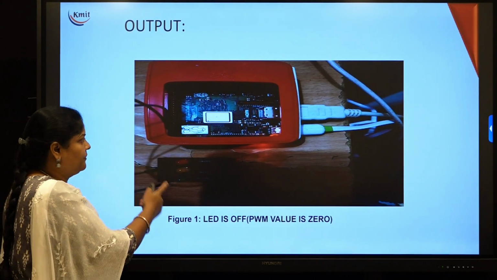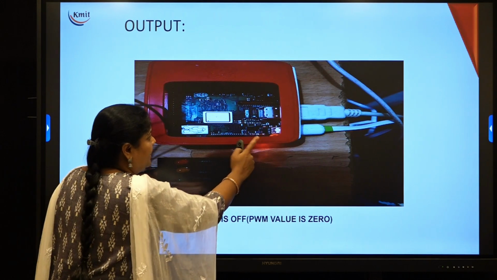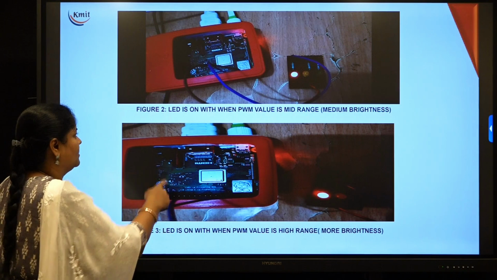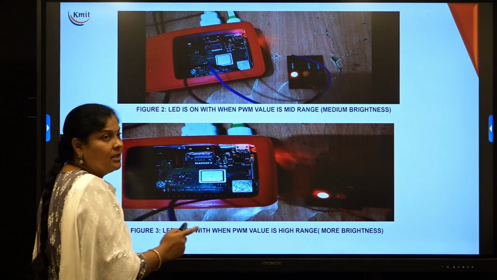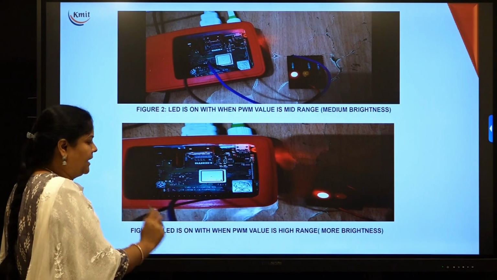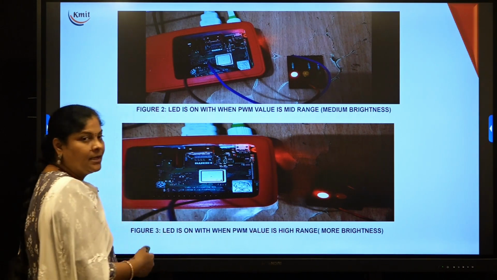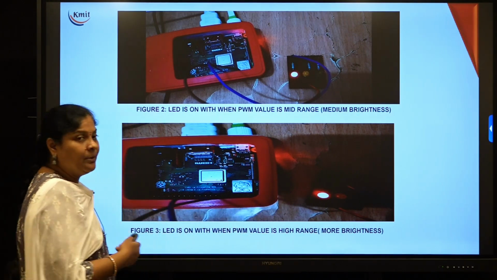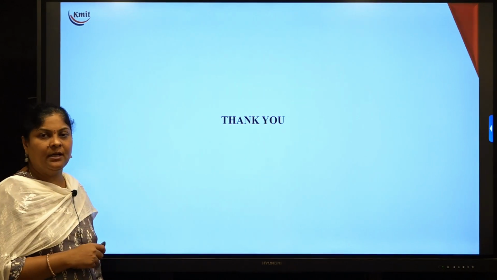So this is the output. Finally, after collecting it, this is the stage where you have connected it, but the state of the LED is 0, and the value of PWM is 0. Next, the LED is on with a PWM value in mid range, from 0 to 100, so the brightness will be somewhat less. Next, the LED is on when the PWM pin is high, that is more brightness. If it is 100, the glow of the light will be more. So these are some of the screenshots of the program.